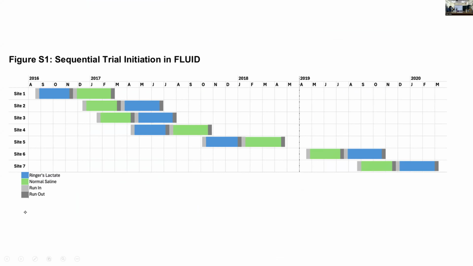And in this study, the other thing they did is they did a sequential trial initiation. So instead of starting all the clusters at the same time, they recruited each of the clusters at different times. So from 2016 to 2019, they have been recruiting patients. Then after 2020, they stopped because of the COVID pandemic. So you can see that they have got only 7 clusters.